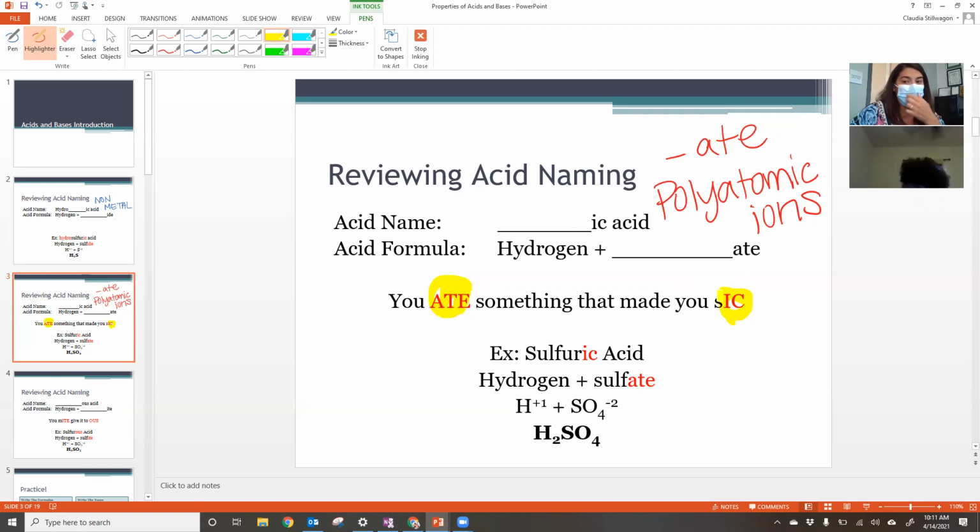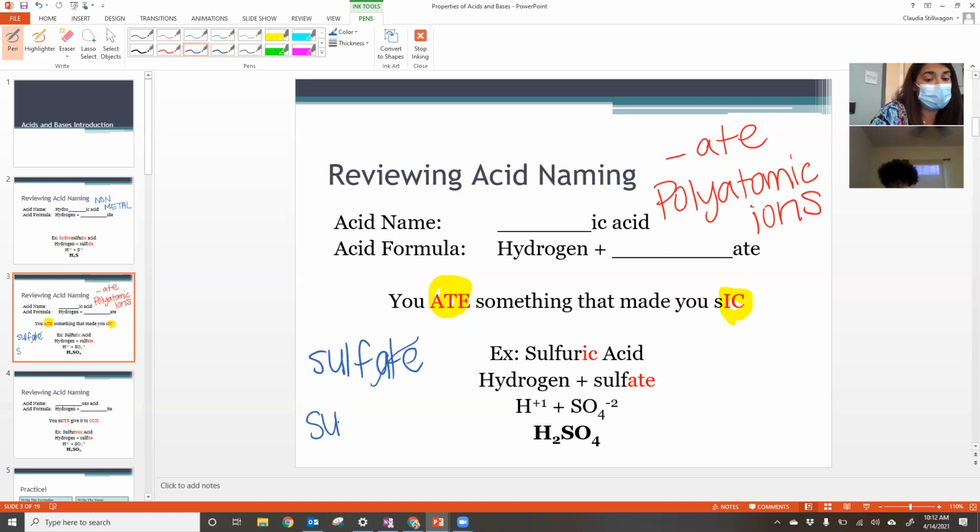So sulfuric acid is using sulfate. Something else I want to point out: we say that when you're doing this, you take off the ATE and you add ic. So technically, sulfate would become sulfic. If you wrote sulfic acid on a quiz or a test, I would give you credit, because you were doing the correct thing. You took off the ATE, you made it IC, fantastic.